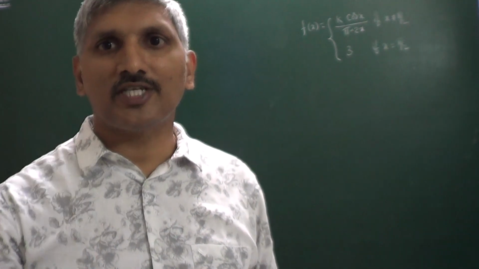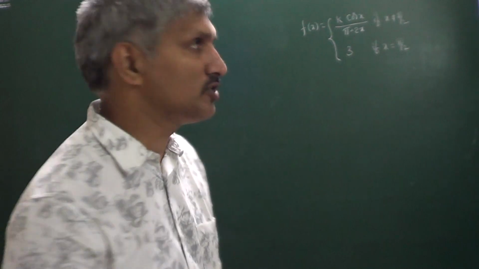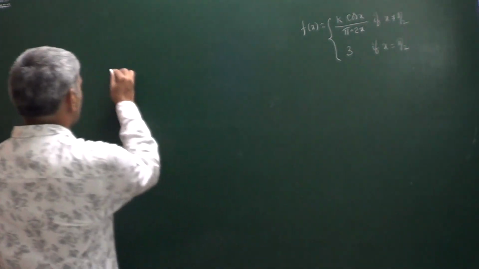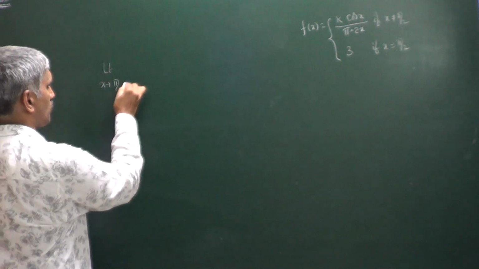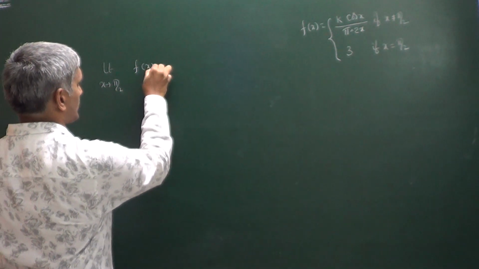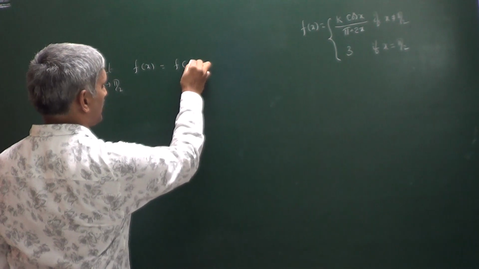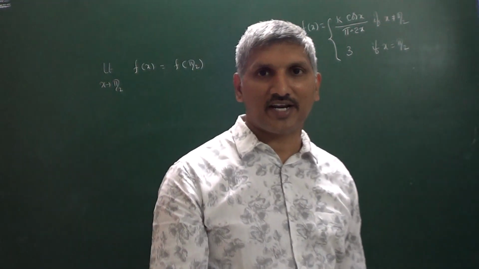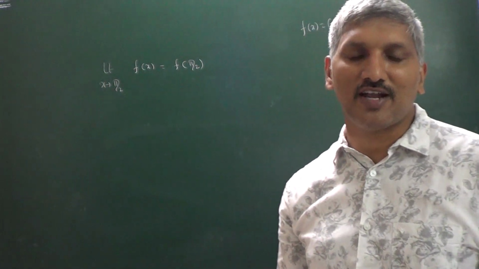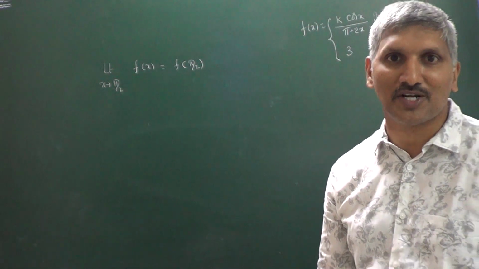The function is continuous at x equals pi by 2, and we are asked to find the value of k. The function being continuous at x equals pi by 2 means the limit as x tends to pi by 2 of f(x) must be equal to f(pi by 2). Sir, why are you not finding the left hand limit and right hand limit? No need to find them for this particular problem.